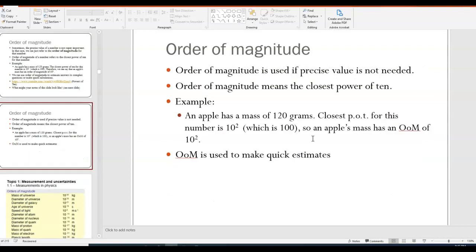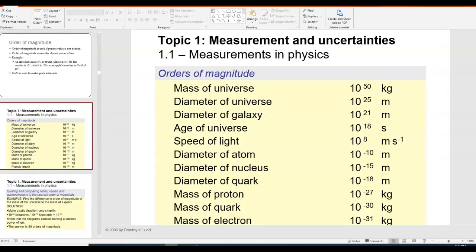Alright, so I said before, order of magnitude is used if a precise value is not needed, closest power of 10. Here are some examples of different orders of magnitude in the universe. Now, you do not need to have memorized any of them, although it would be helpful, I suppose, if you did. But this is just to give you a ballpark figure.